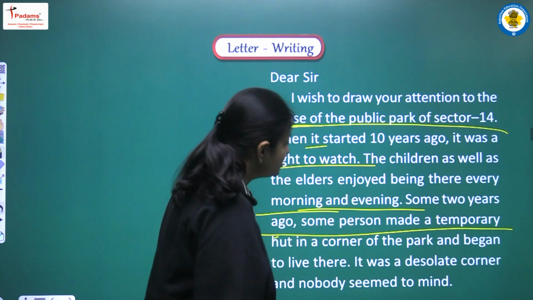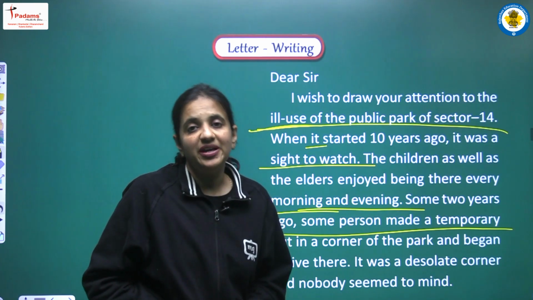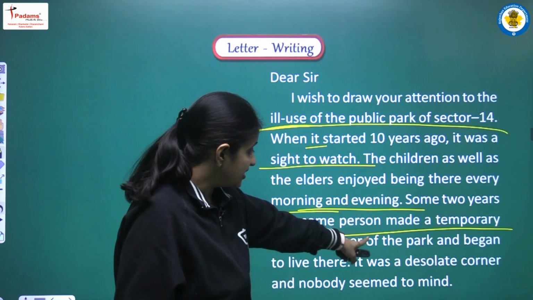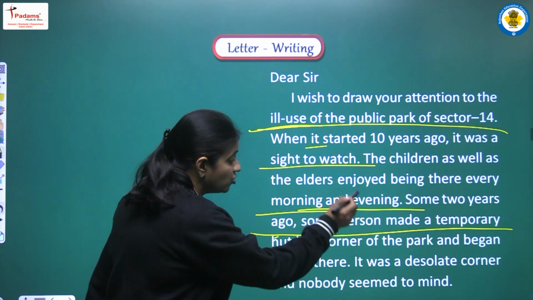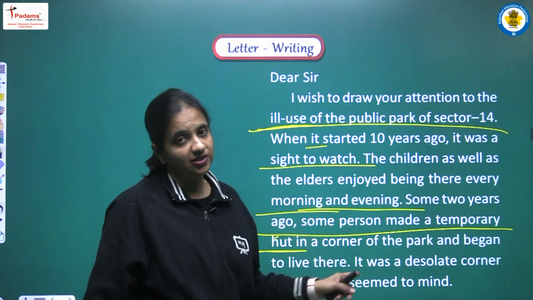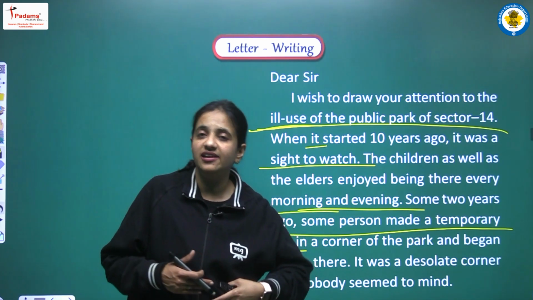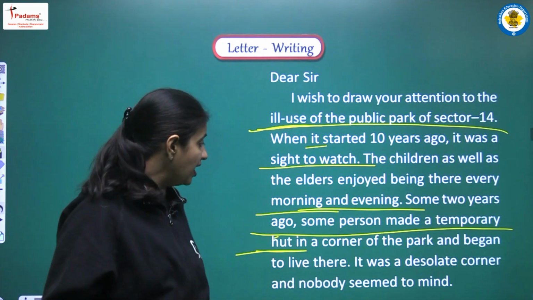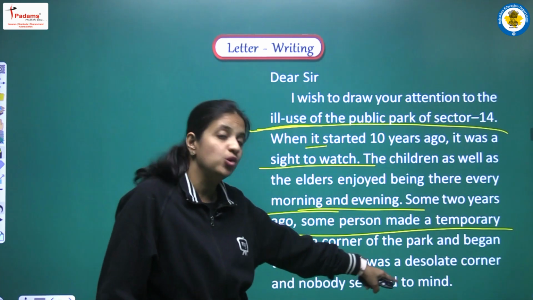So the problem is that some 2 years ago, the present problem actually started. Some person made a temporary hut in a corner of the park, and then he started to live there. And obviously it was an illegal hut, an illegal dwelling spot that he made there in the corner of the park. It was a desolate corner and nobody seemed to mind.